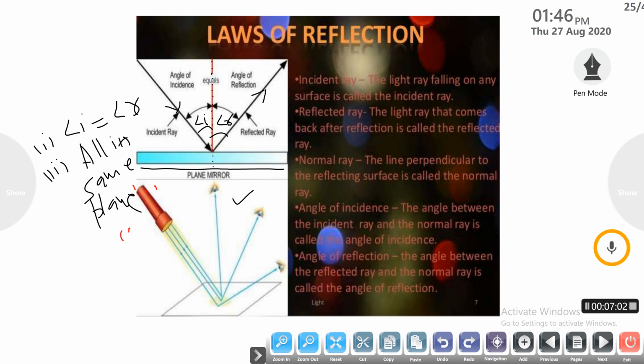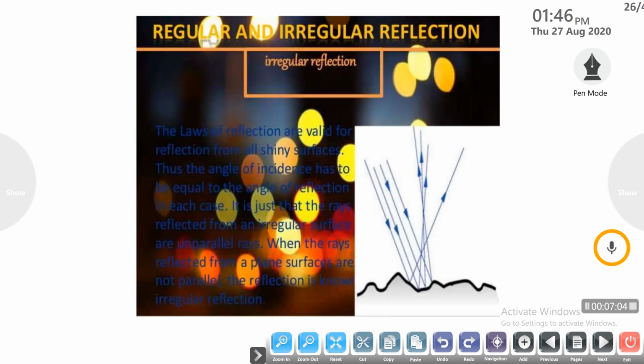So let us understand the types of reflection that occur on smooth surfaces and rough surfaces. There are basically two types of reflection, regular reflection and irregular reflection. The laws of reflection are valid for reflection from all shiny surfaces. Thus, the angle of incidence has to be equal to the angle of reflection in each case. It is just that the rays reflected from an irregular or rough surface are not parallel. This reflection is known as irregular reflection.